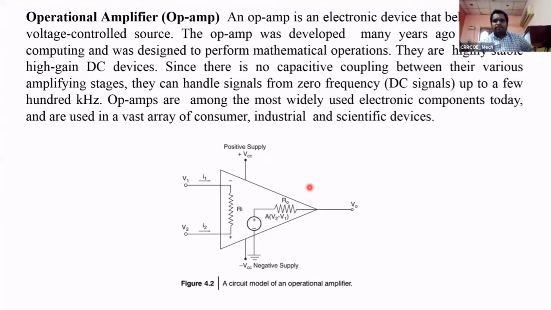So this is a model circuit of the operational amplifier. Any operational amplifier has two inputs, positive and negative inputs, and one output. The output is the amplification of the difference between the two inputs, and this device has some gain, A. The output voltage is A into V2 minus V1. It has two supply voltages, positive and negative.